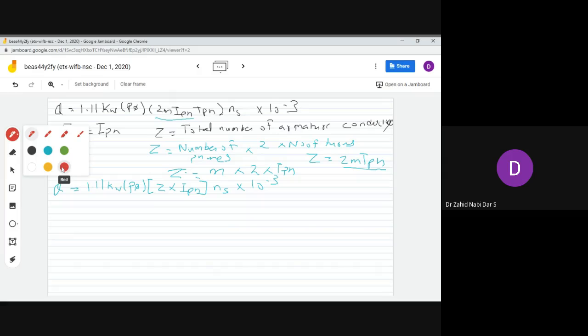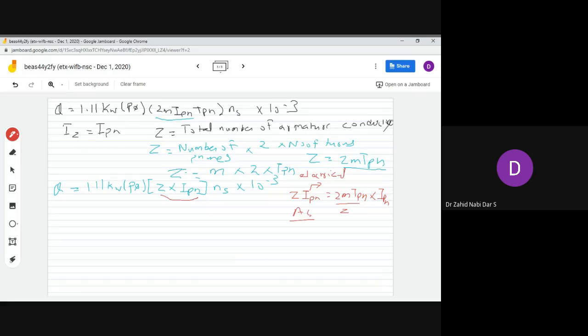Now once we have done this change, we have a value Z into I phase. Z into I phase is basically the electrical loading of the machine. So we can write Z into I phase as equal to 2m T phase, that is the value of Z into I phase. So this is the electrical loading, that is ampere conductors.